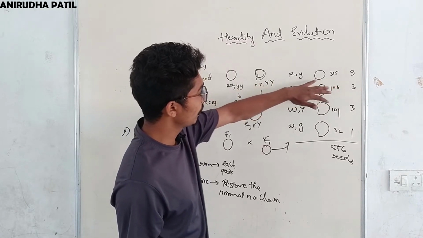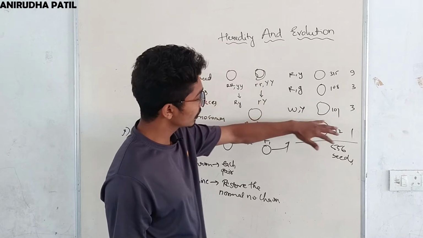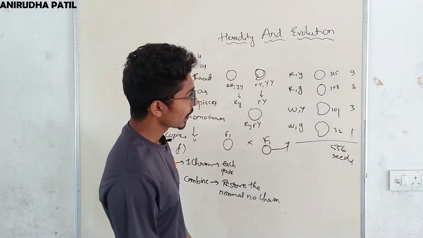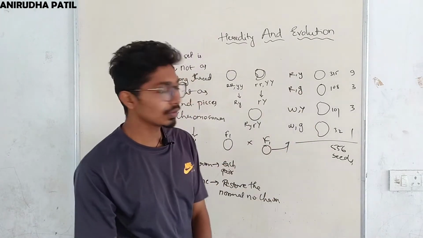There were a total of 315 seeds of round and yellow, 108 seeds of round and green, 101 seeds of wrinkled yellow, and 32 seeds of wrinkled green. Okay, and the proportion of everything was in the ratio of 9:3:3:1.